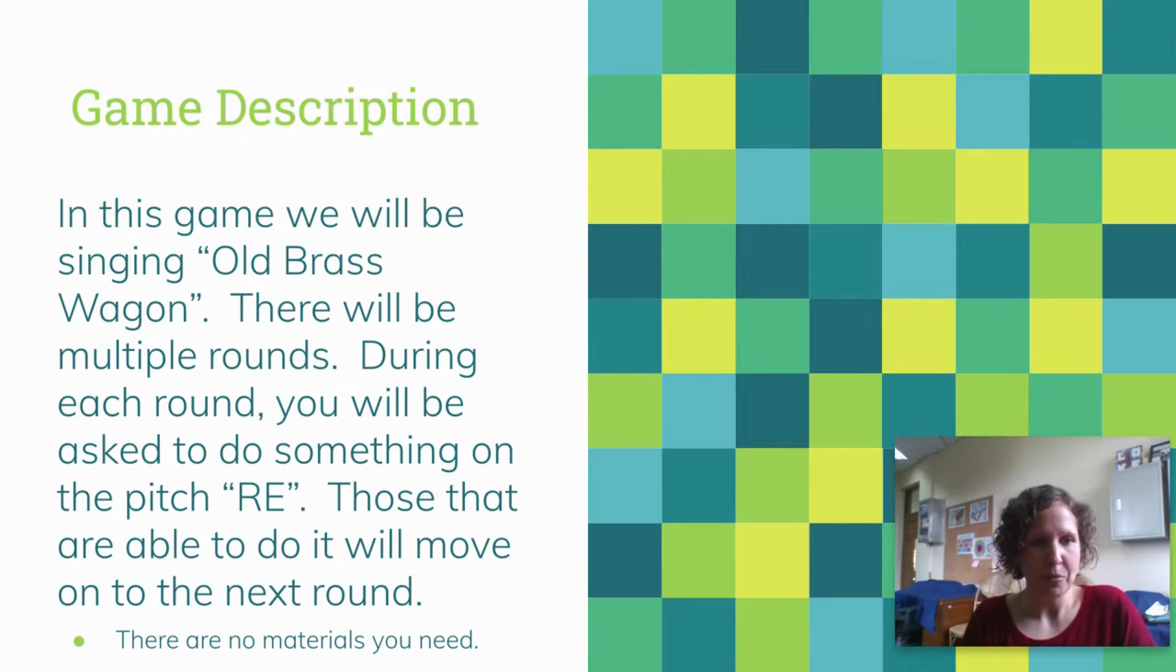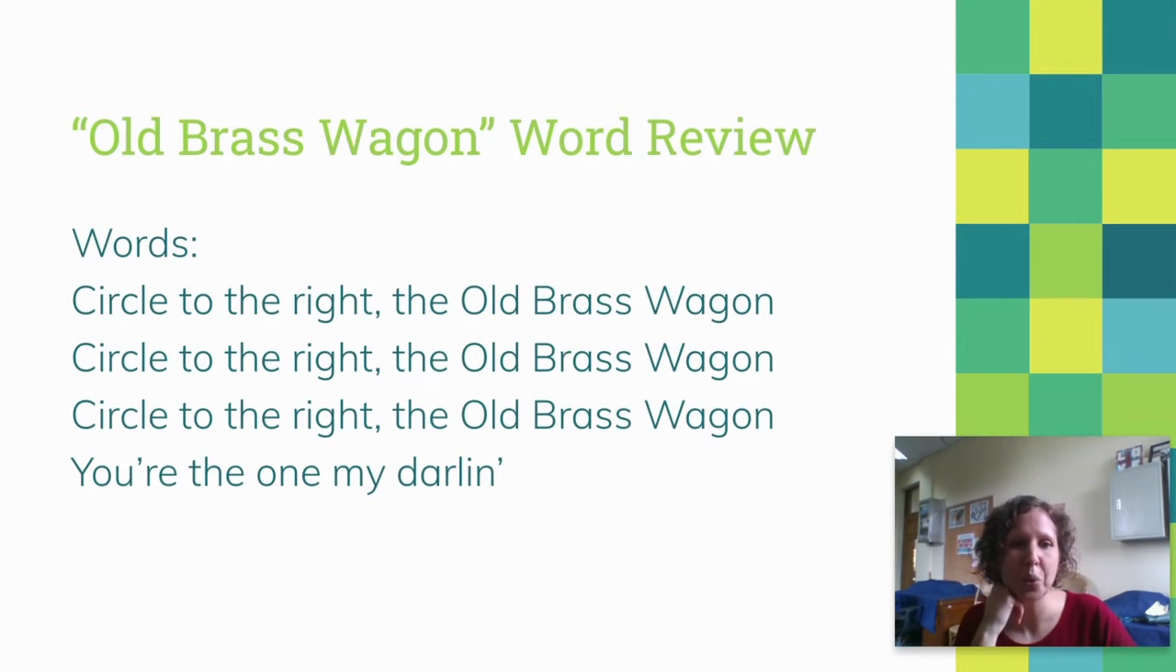So the game description. In this game, we will be singing Old Brass Wagon. See the musical connection, a song that we learned in this unit. There will be multiple rounds. During each round, you will be asked to do something on the pitch Ray. So we've already talked about where Ray is, and we'll have to do something on that pitch. Those that are able to do it will move on to the next round. At the bottom, it says there are no materials that you need, meaning that you don't need anything to play this game.